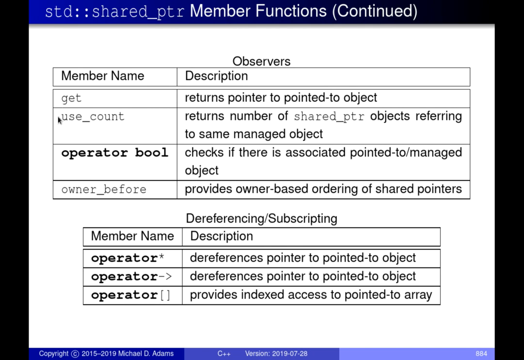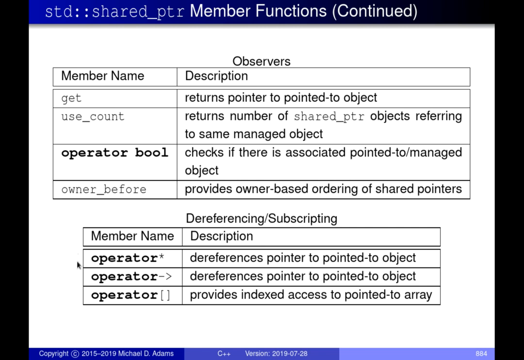The use_count member function returns the number of shared pointer objects that are referring to the same managed object. In other words, it returns the reference count that's stored in the control block for the shared pointer. The shared pointer class provides a conversion operator to convert to bool. What this does is yield a result of true if the shared pointer is in a non-null state, in other words, it's actually associated with some real underlying data, and it will return false otherwise. The owner_before member function provides an ordering for shared pointers.